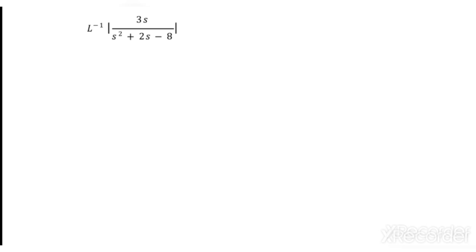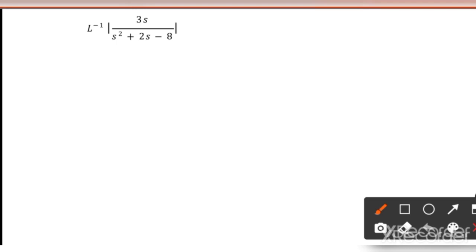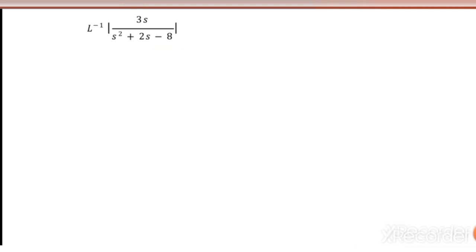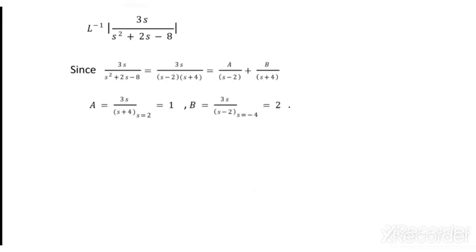So one more, it is 3s by s square plus 2s minus 8. This is not in the standard form, correct? So first you convert it by simple partial fractions. The partial fraction method everyone knows, so I can resolve it into partial fractions. First factorize the denominator, the quadratic expression s square plus 2s minus 8.